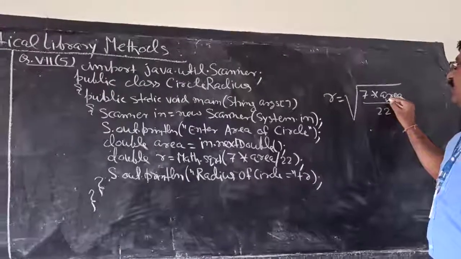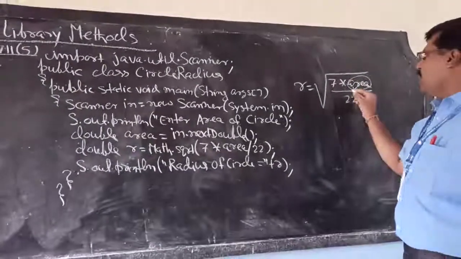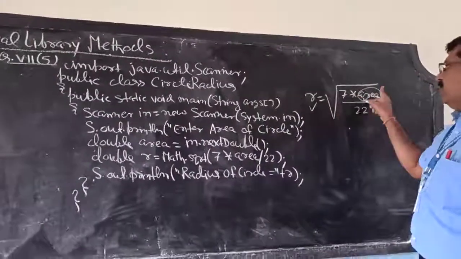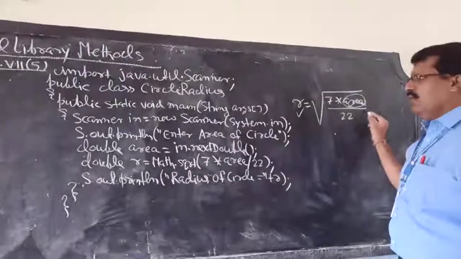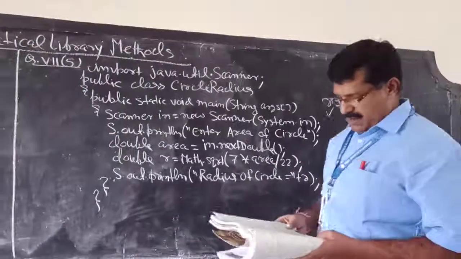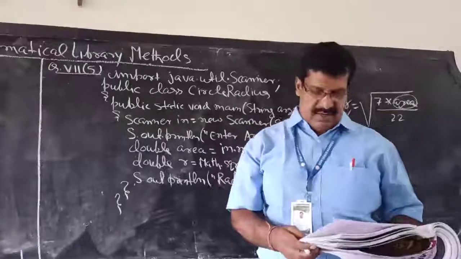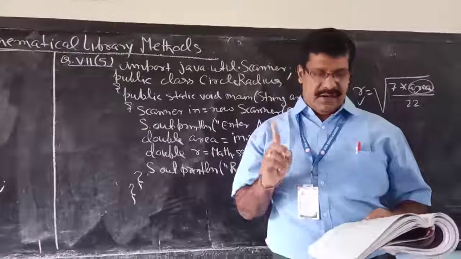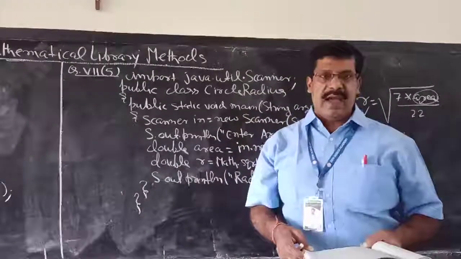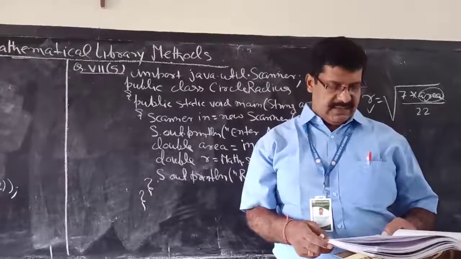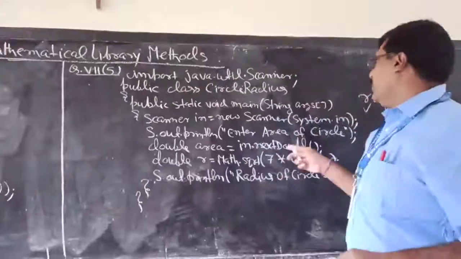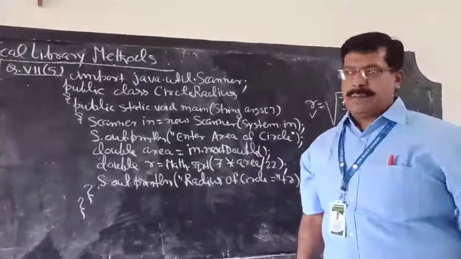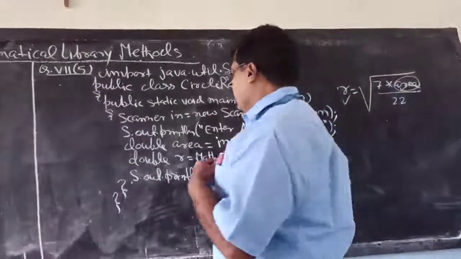The area is not given, so we have to input the area, and after inputting the area we calculate the radius by using the formula with Math.sqrt, because it is a square root. So write a program to calculate and display the radius of a circle by taking the area as input. Once again, the area equals pi r square, where r is the radius, and the radius is calculated by the formula radius equal to square root over 7 into area by 22. And what we have to input? We have to input the area.